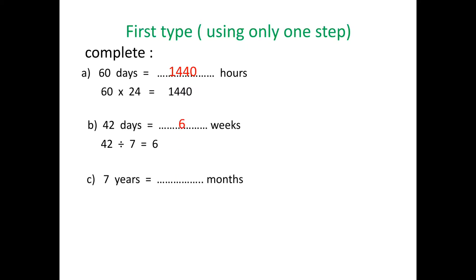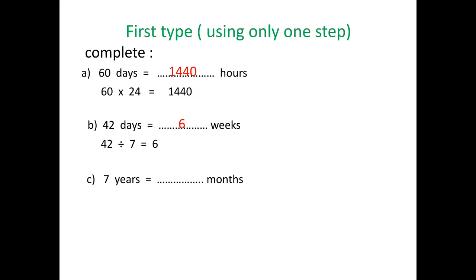Try to answer this by yourself. Pause your video till you get the answer. You're going to think about 2 things: the operation and the number used with the operation. Here it's from years to months. So it's from the bigger to the smaller, which means multiplication.